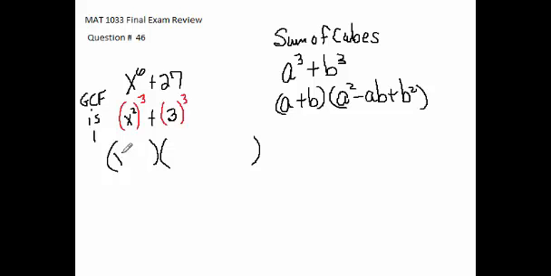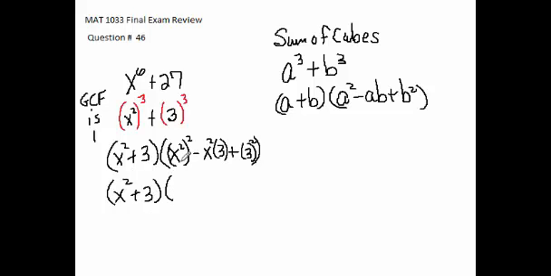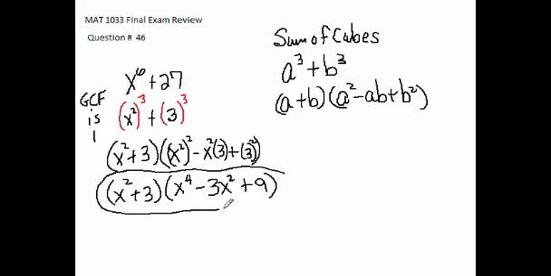plus b, so x squared plus 3, the 2 bases, and then I want to square a, so whatever I put in the first position, I square it. X squared squared. Okay, and then minus x squared times 3, and then plus 3 squared. And if I clean that up a little bit here, it's x squared plus 3, then this is x to the 4th, minus 3x squared, plus 9, and that's the factored form of the original binomial. That's the factored form.